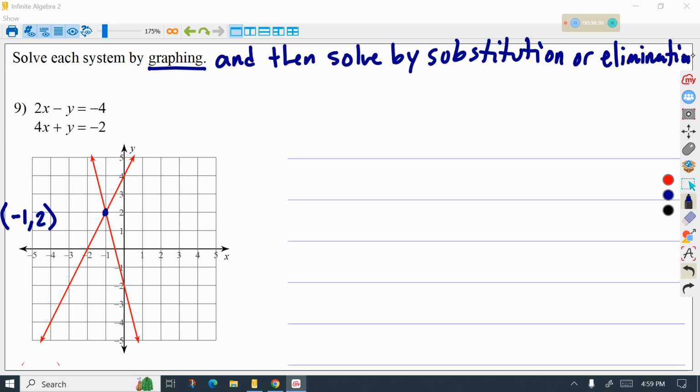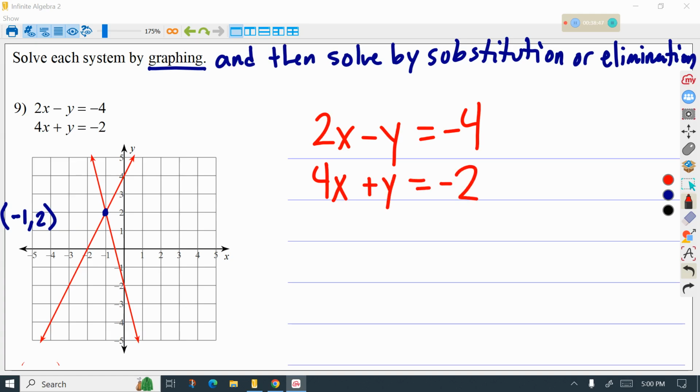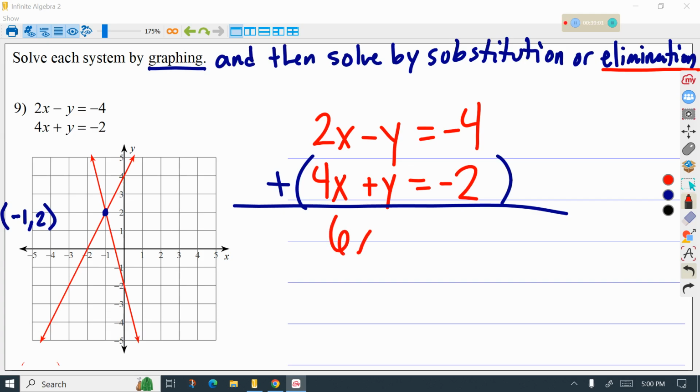Okay, well, which one would we want to solve this by right now? Okay, well, I'm hoping you guys could look at that and realize that, wait a minute, we got this whole idea right here. I can just add them right now because the y's have opposite signs. So I'm hoping you would have keyed in on this idea, right? That elimination, we want that opposite sign. So 2x plus 4x is 6x. Negative y plus y is just 0 because we eliminated it. And negative 4 plus negative 2 is negative 6. So we're going to be done really quick here.